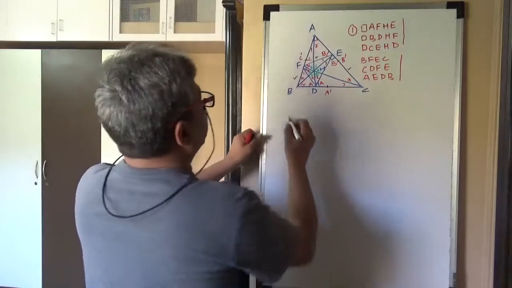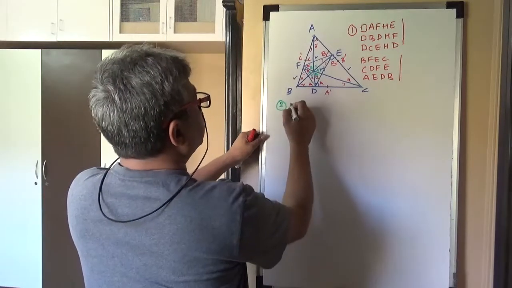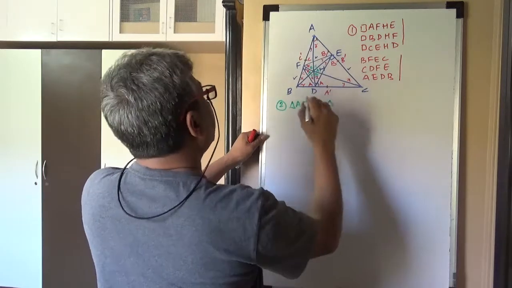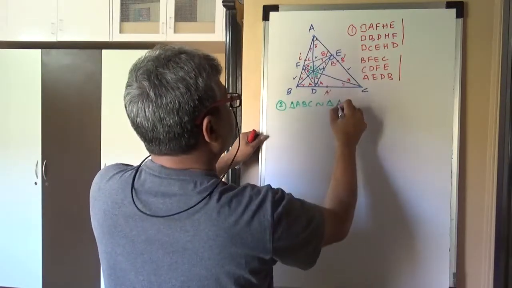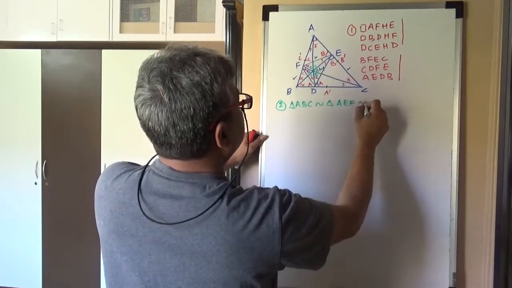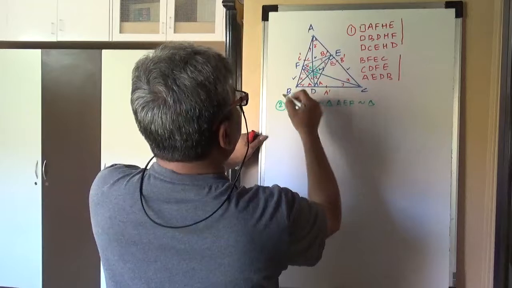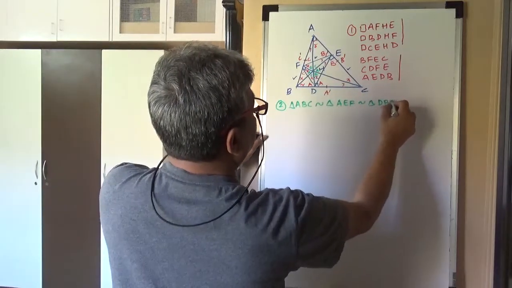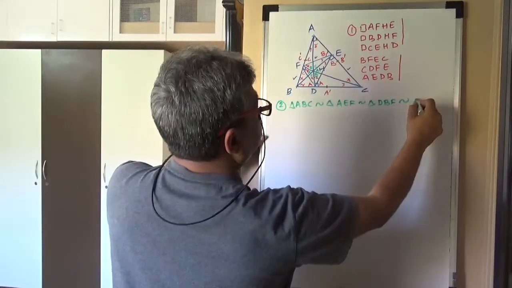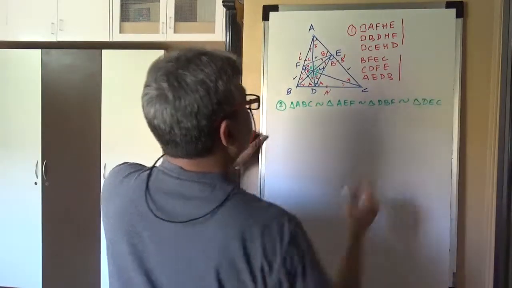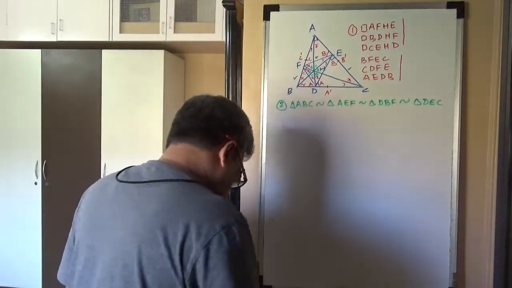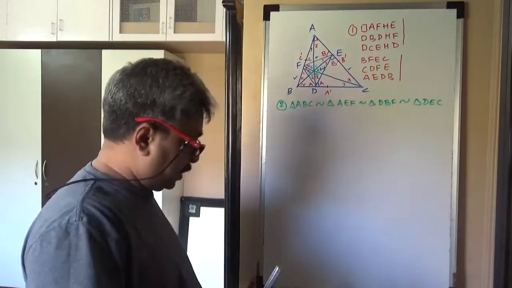triangles. So the second thing that we would like to write is triangle ABC is similar to triangle AEF, similar to triangle DBF, similar to triangle DEC. Right? So these are the similar triangles in this figure that we have found out. We have found out different angles.